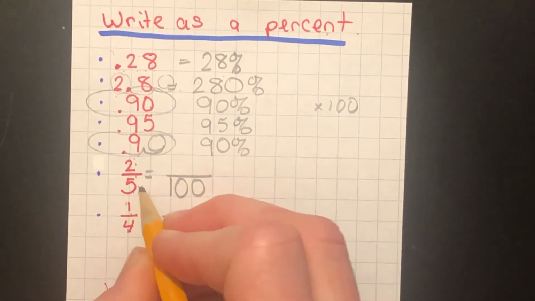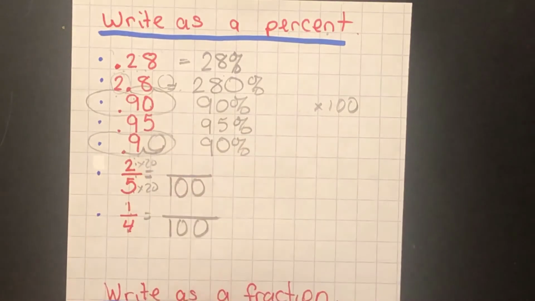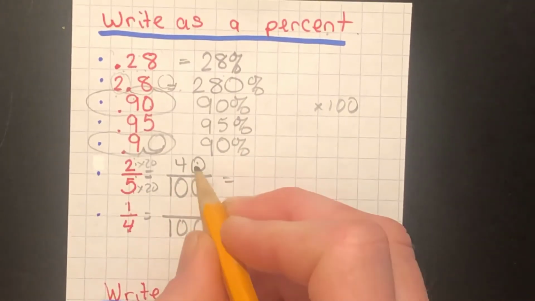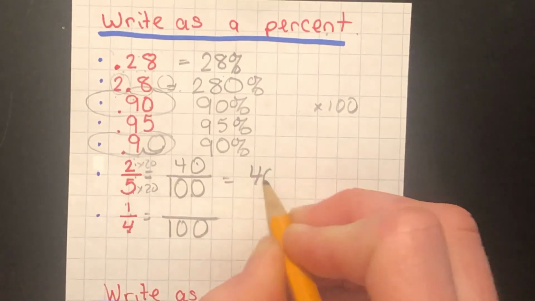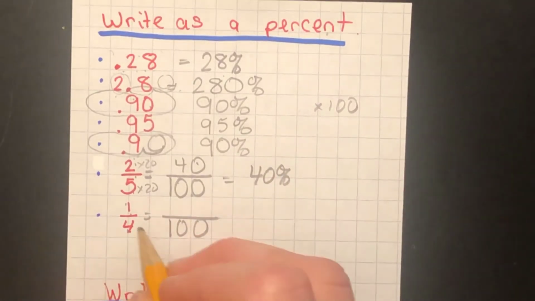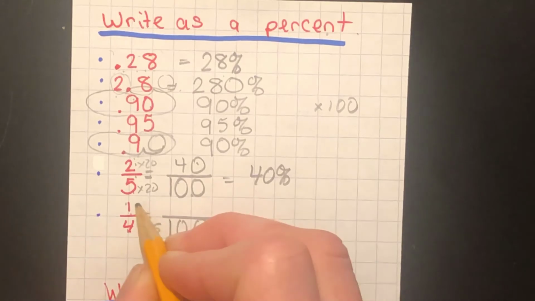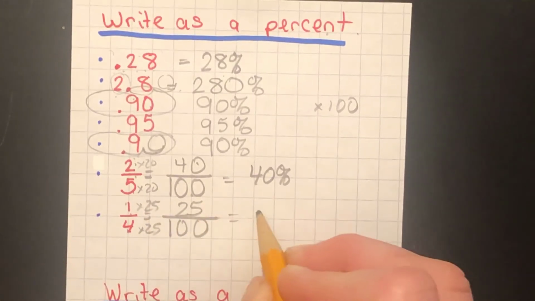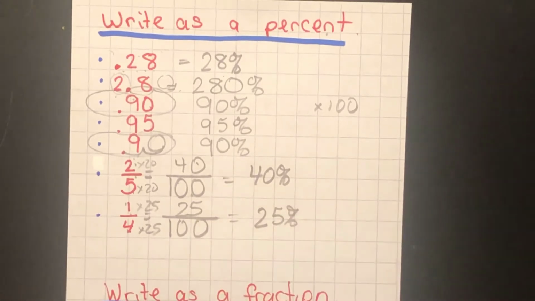So 5 times 20, 2 times 20 is 40. 40 per 100, 40 hundredths is 40%. 4 times 25, 1 times 25 would make 25. 25%.